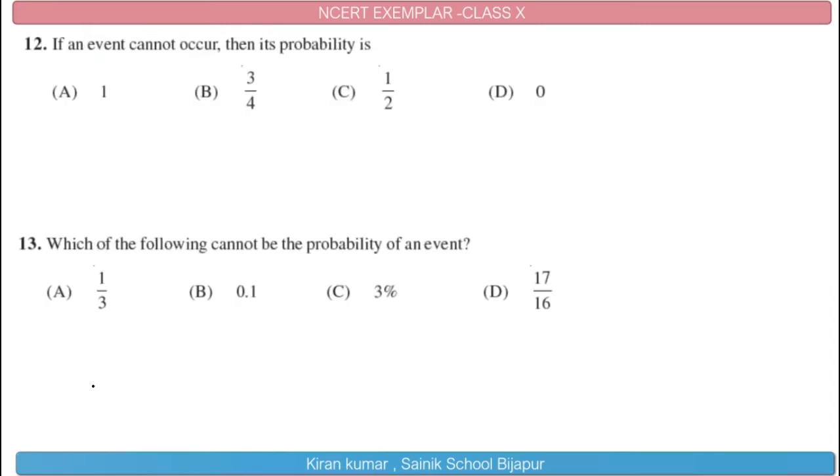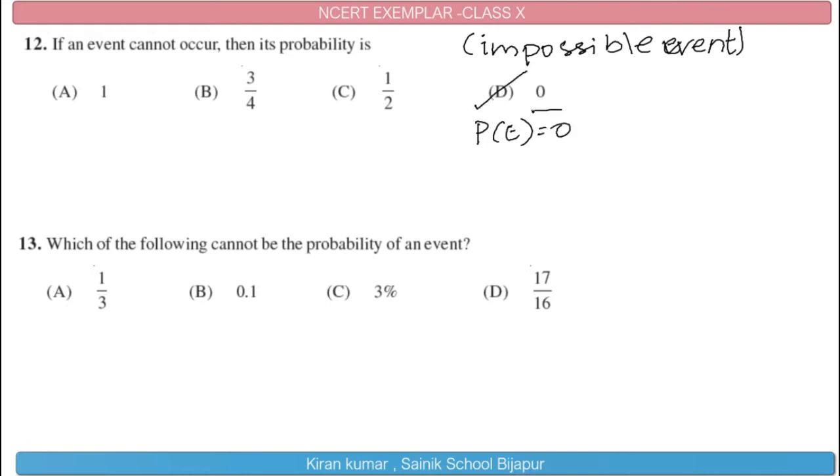Question number 12. If an event cannot occur, then its probability is. Whenever the event cannot occur, this type of event is called an impossible event. For such an impossible event, the probability is always 0. So option D, which is 0, is the right answer.